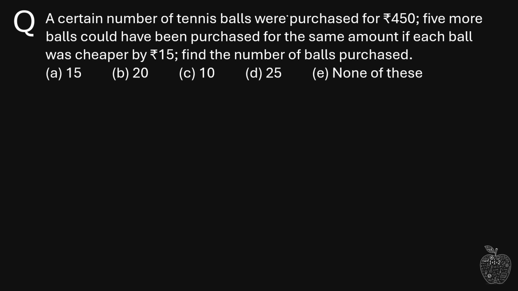A certain number of tennis balls were purchased for 450 rupees. 5 more balls could have been purchased for the same amount if each ball was cheaper by 15 rupees. Find the number of balls purchased.